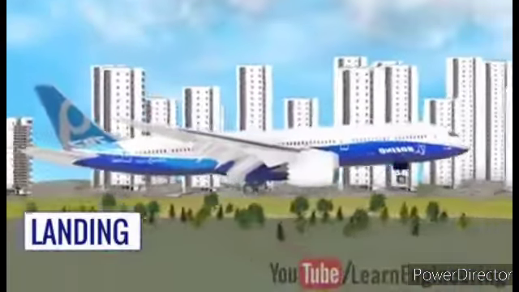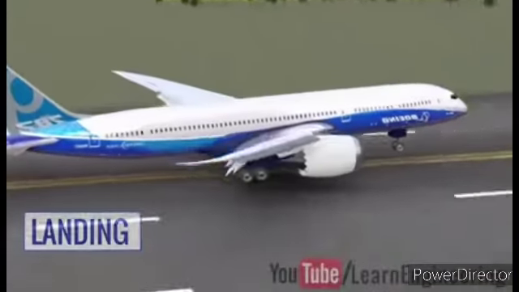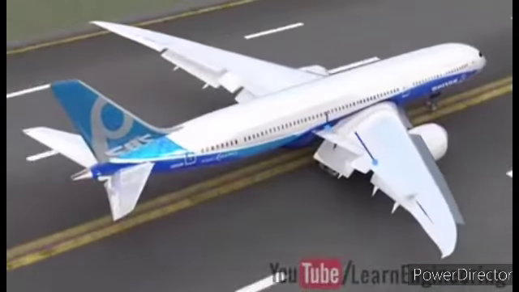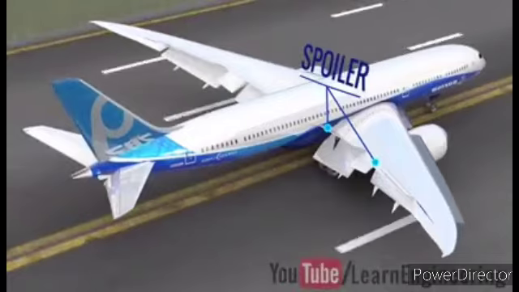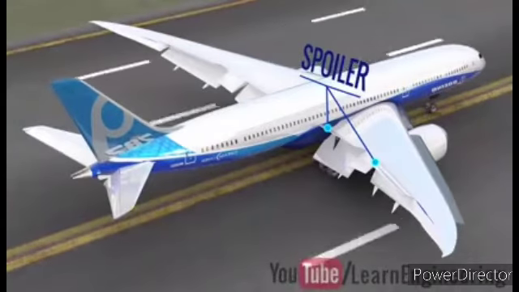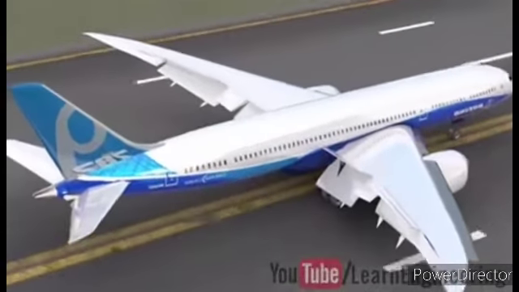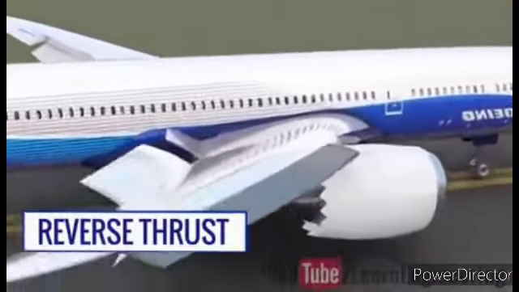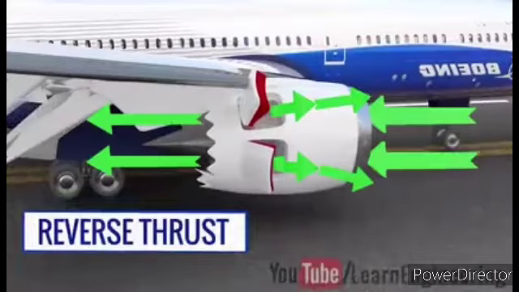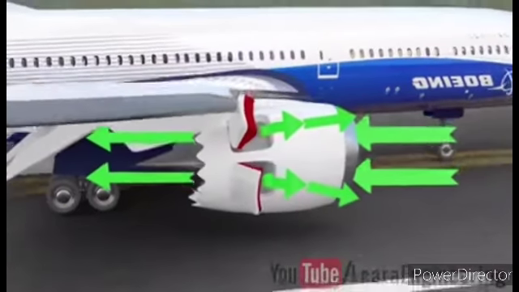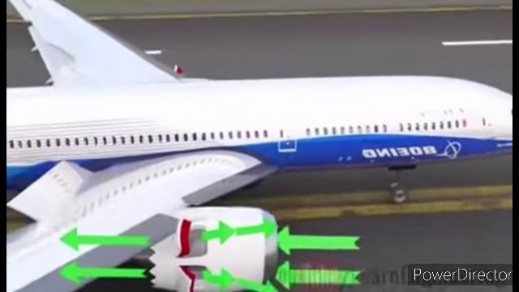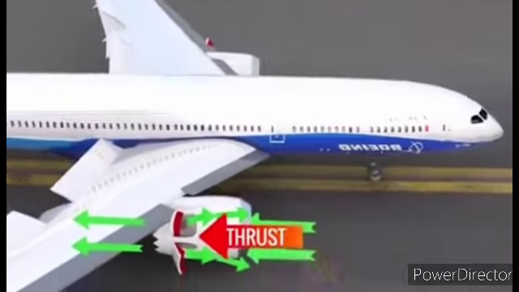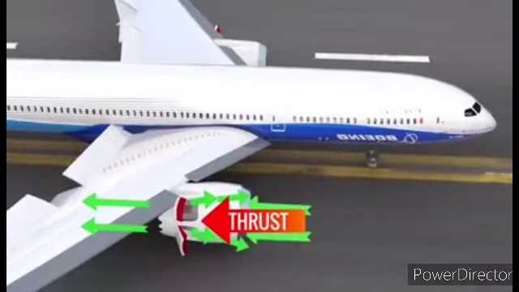To increase the drag further, a wing attachment called a spoiler is also activated. The pilots use one more trick here to reduce the stopping distance, which is reverse thrust. Here, the engine covers open wide, and the air which was supposed to go backwards is forcefully directed forwards. This will obviously generate reverse thrust and will make the stopping of the airplane easier.